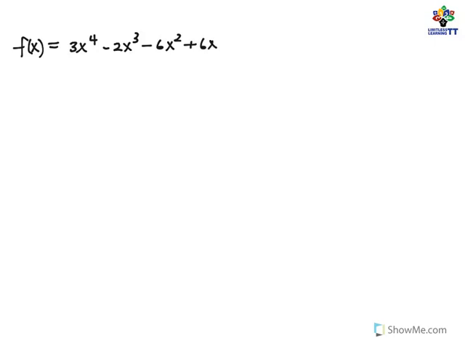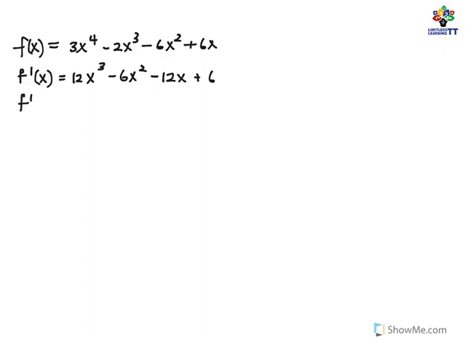And so part 1 says determine f prime of x and then f double prime of x. Right, so f prime of x basically just means the first derivative. So you're differentiating once with respect to x. That's going to give you 12x to the power of 3 minus 6x squared minus 12x plus 6.